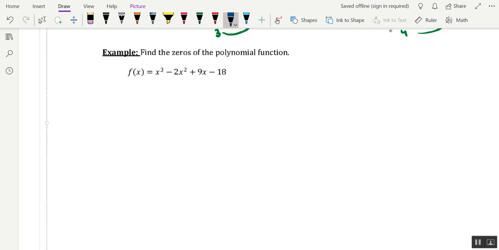So here we have f of x equals x cubed minus 2x squared plus 9x minus 18. As always, remind yourself of the concept here. We're trying to solve the equation f of x equals 0. So we'll take that degree 3 polynomial expression and set it equal to 0 and do our best to solve for x.